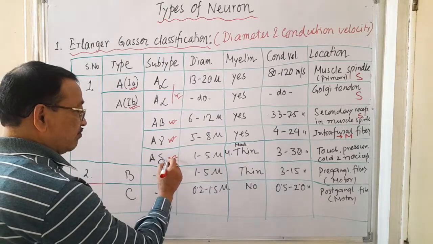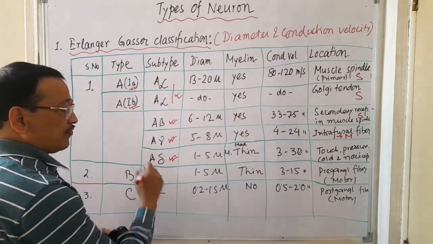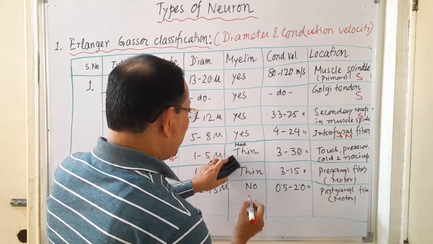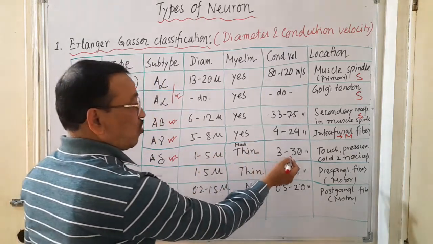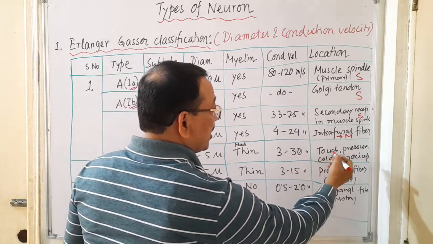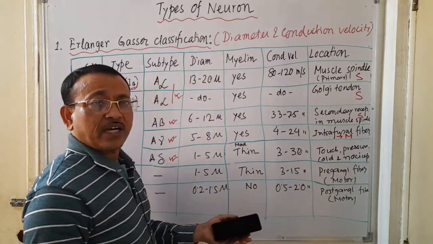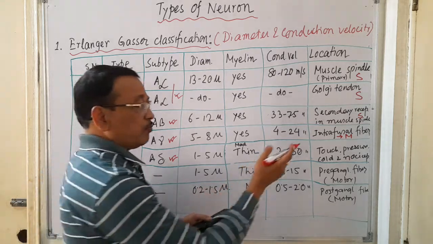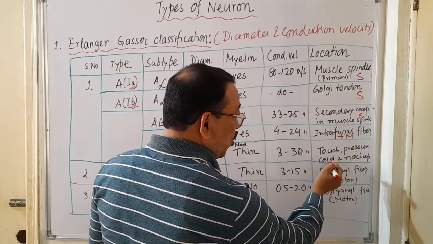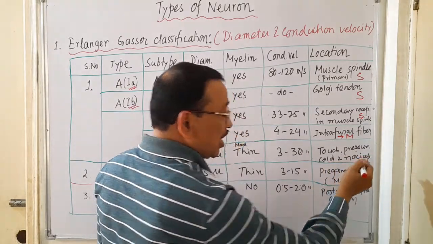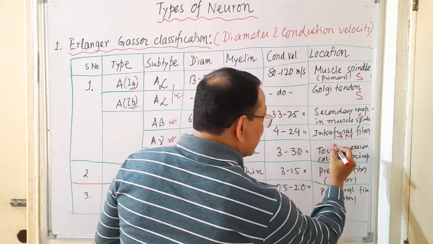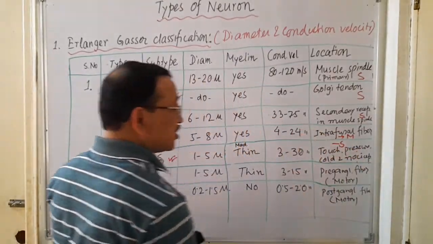And finally, the A delta fiber, diameter is less. This is moderately thin. Conduction velocity will again be less, and these are distributed in the mechanoreceptors, in the free nerve endings, which act as touch receptors or pressure receptors or cold receptors, and also the nociceptors or the pain receptors. So again, these are also sensory in nature.